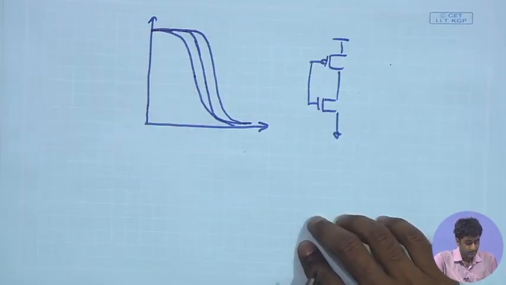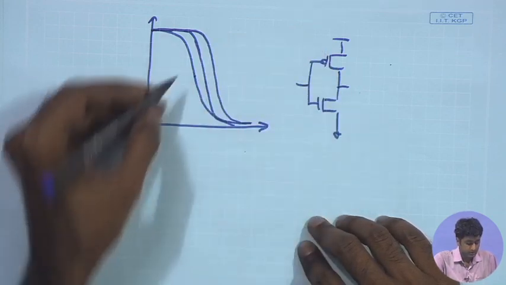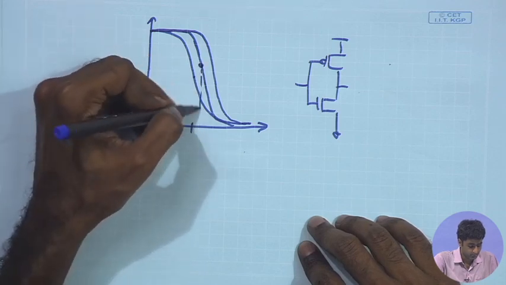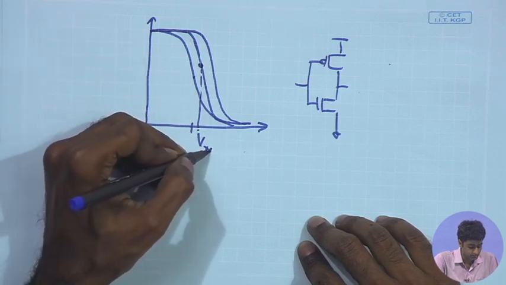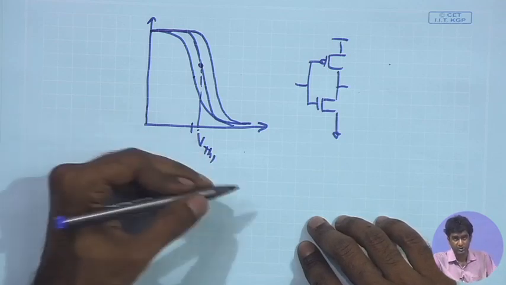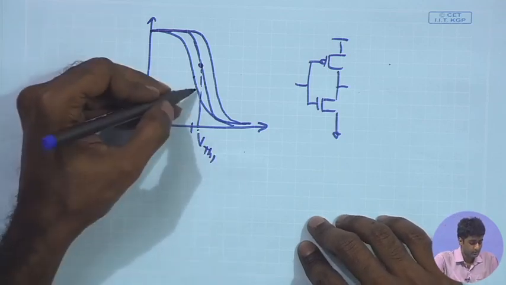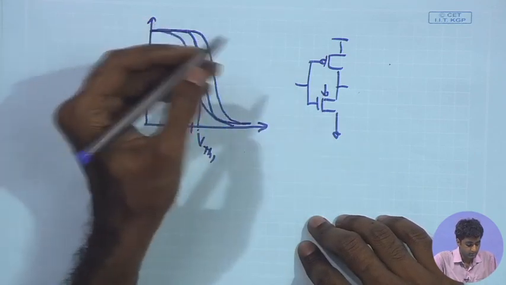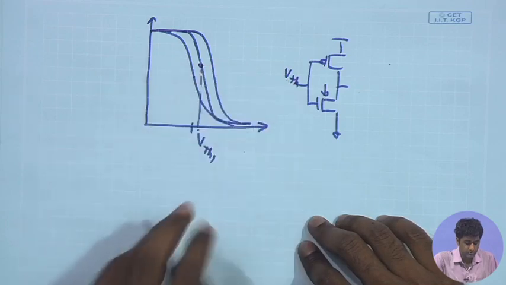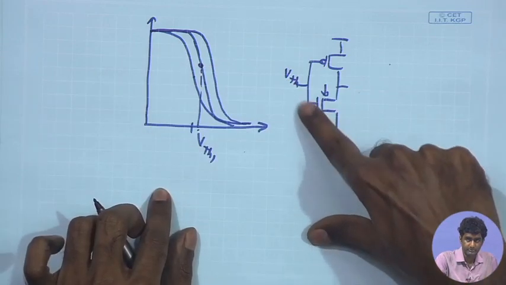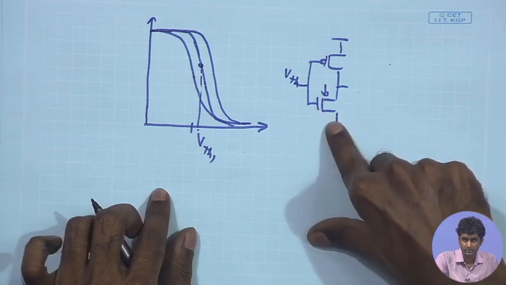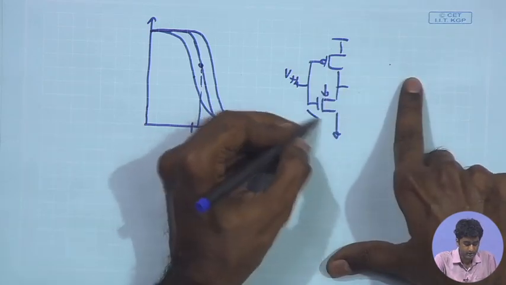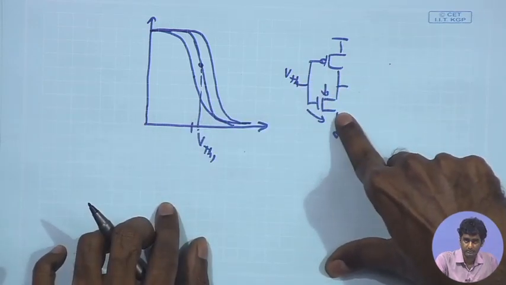Now, if I look at what is happening here, suppose this is my original curve where the trip point was given by, say, Vth1, which is the trip point, the threshold voltage of the inverter. And then I decided to increase the W by L of this MOSFET. That means for the same Vth, since the W by L has increased, I would expect larger current in the NMOS. That means the NMOS has become stronger. I have put larger W by L for the NMOS. Therefore, for the same Vth, I would expect larger current over here.